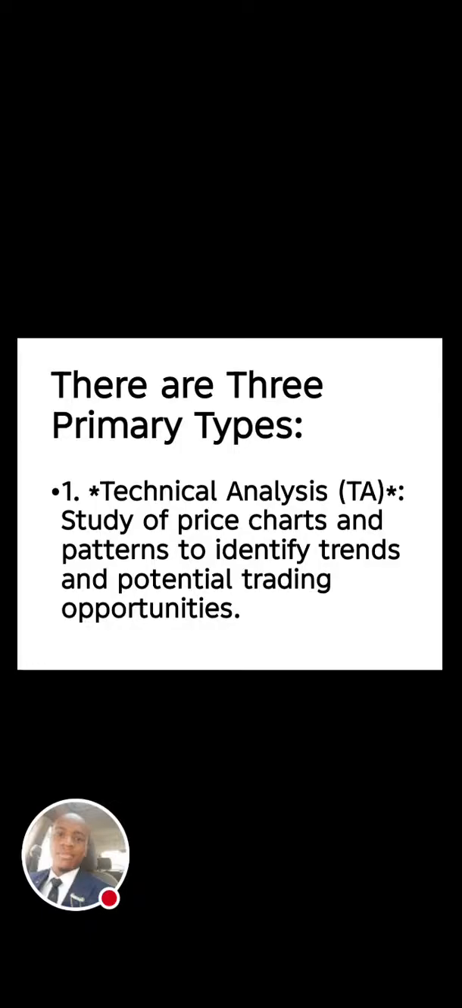Okay. So now there are three main types of market analysis. You have the technical analysis, you have the fundamental analysis, and you also have the sentimental or sentiment analysis. So the technical analysis, which is often abbreviated as TA. In many places, you'll see them writing TA. What they are simply saying is technical analysis.